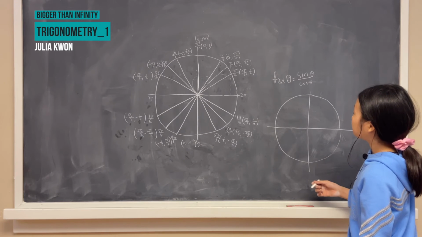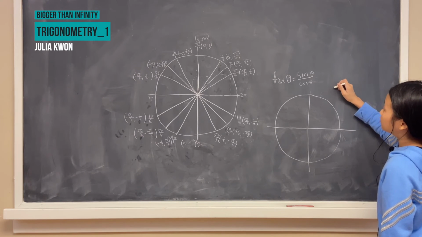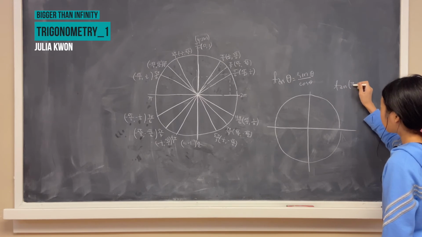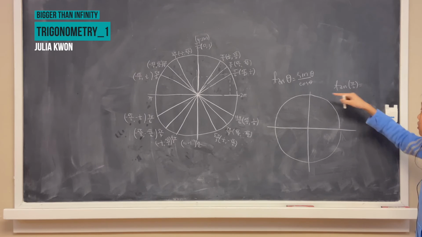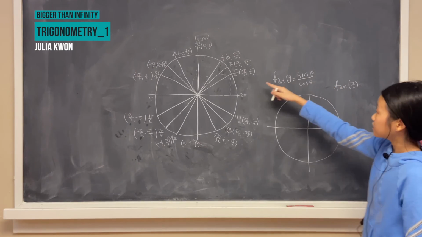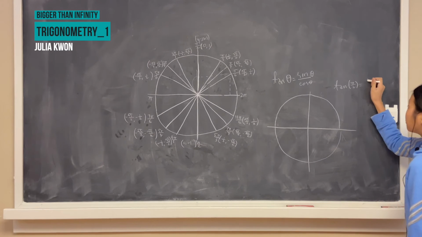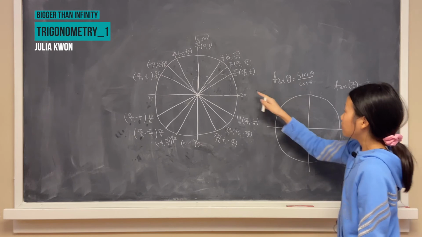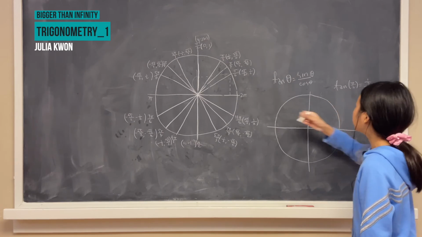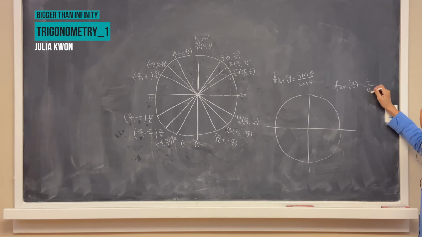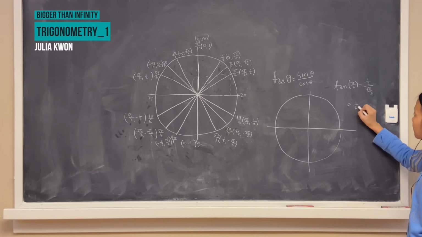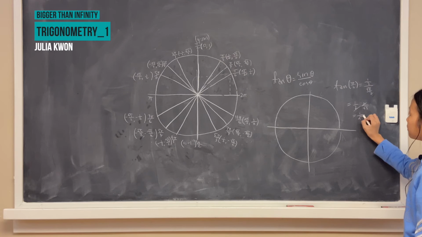So for example, if we were to try to find tangent pi over 6, then we would have to do sine pi over 6, which is 1/2, divided by cosine pi over 6, which is square root of 3 over 2. And then if we were to simplify that more, we would get 1/2 times 2 over square root of 3, which is just 1 over square root of 3.